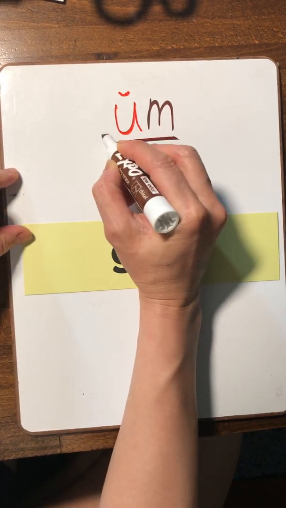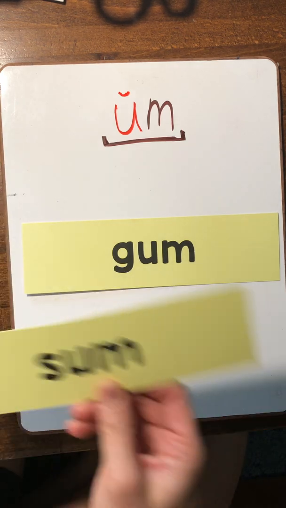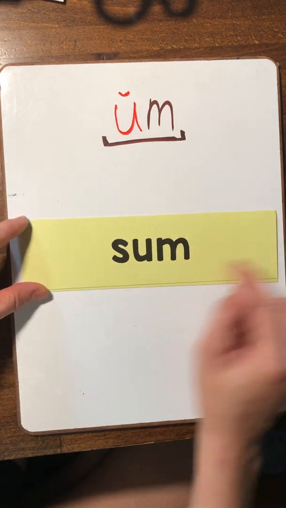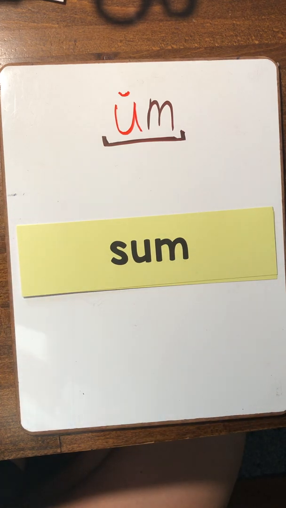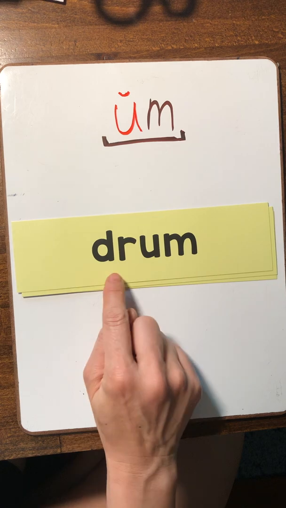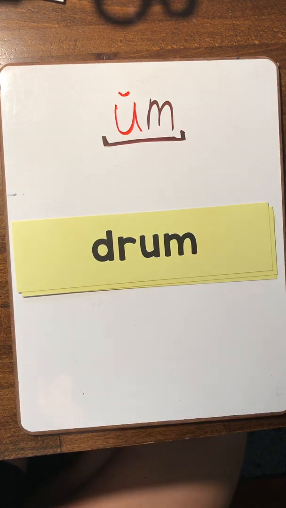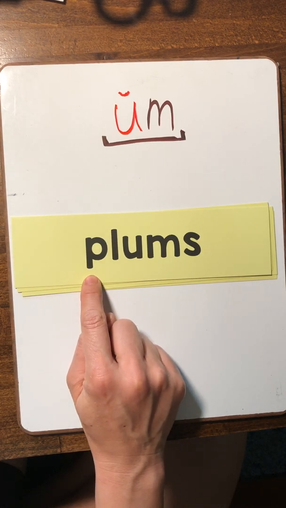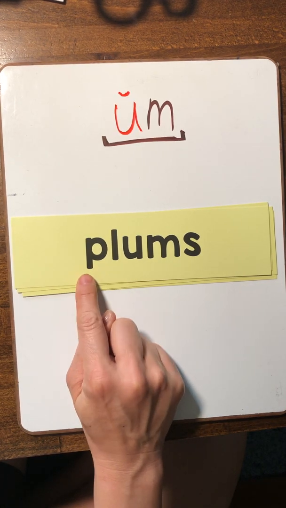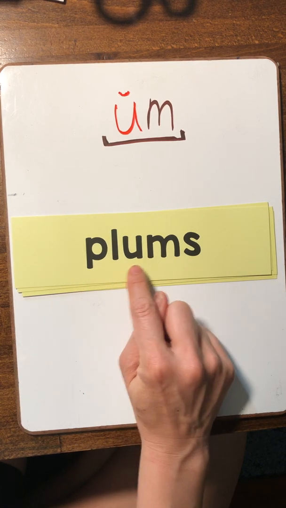So if you can hold on to this, what happens when you look at this word? It is sum. When you add up two numbers, you get a sum. Here we have drum. And a fruit. P and the L together say pl. Add the S. Plums.